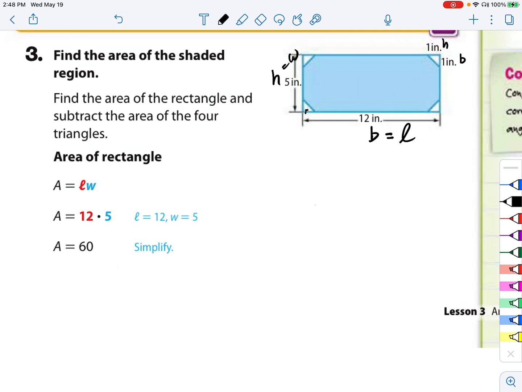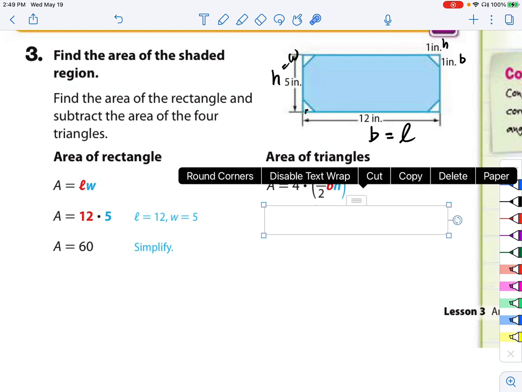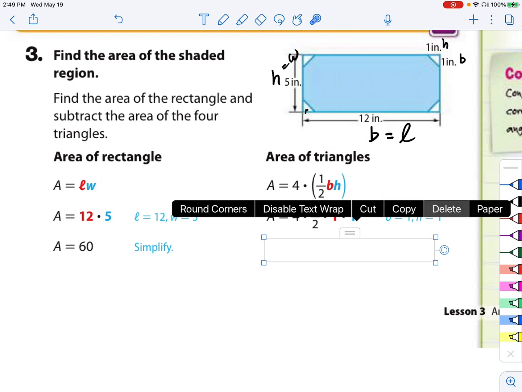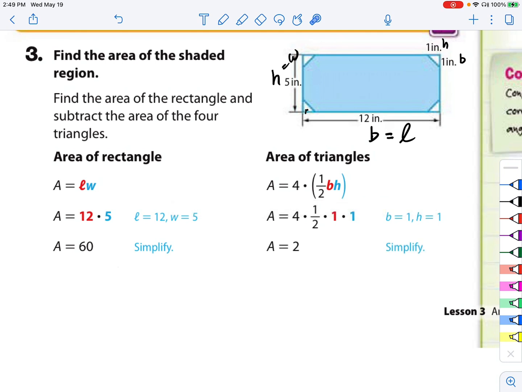Let's find the area of our triangles. First, we need to know the formula for the area of a triangle. The area of a triangle is 1/2 base times height, but there are 4 of them, so we multiply it by 4. We know that the base and height of our triangle is 1. So 1 times 1 times 1/2 times 4 should give us a value of 2. So the area of our 4 triangles is 2 square inches.